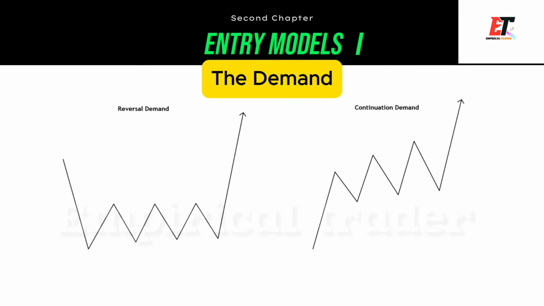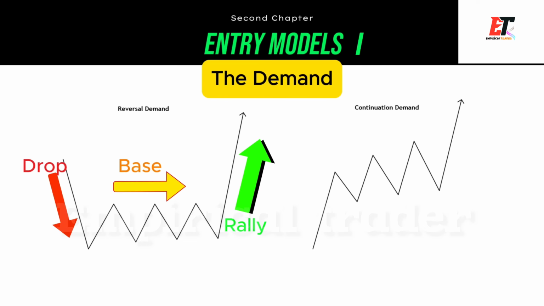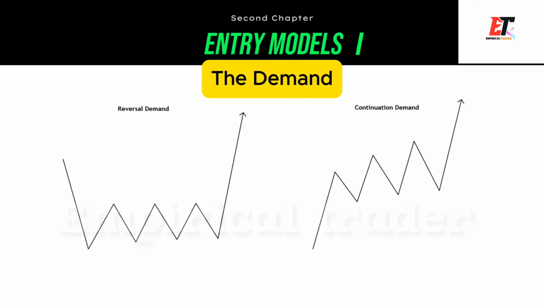Now for the demand. We also have two types of price action within the demand zones. One type is the reversal. The reversal is seen by price going down, creating a consolidation or ranging market. Then the price breaks all the way upside. This movement is named a drop, base, rally. Then the second type of demand is the continuation.